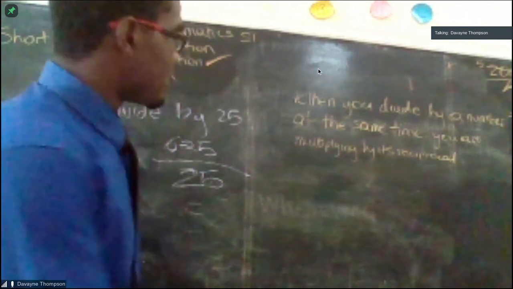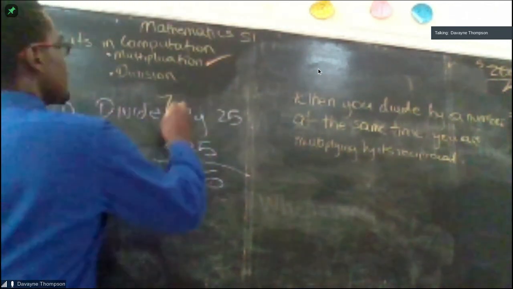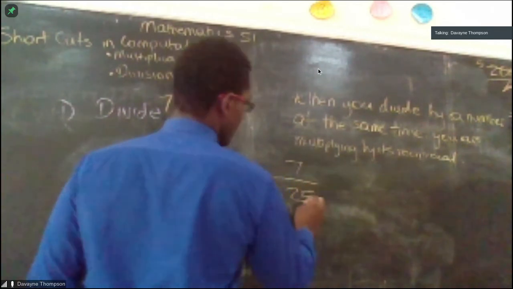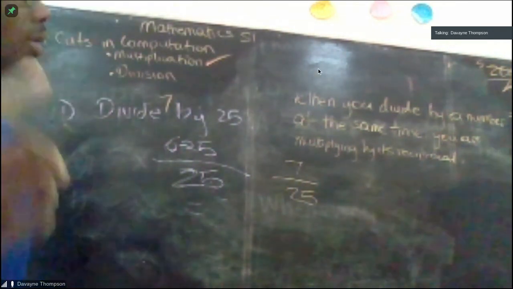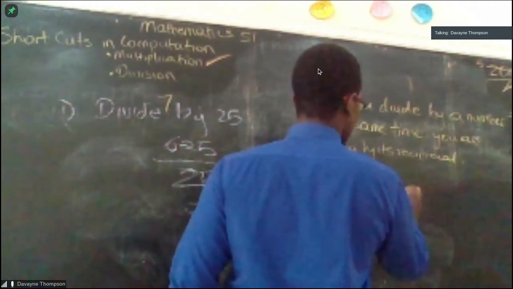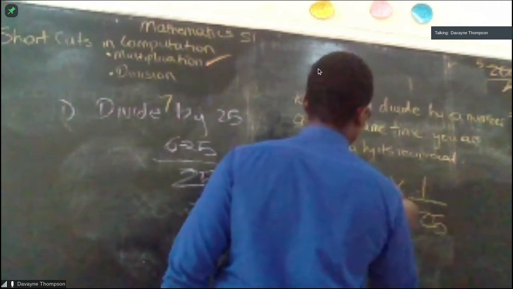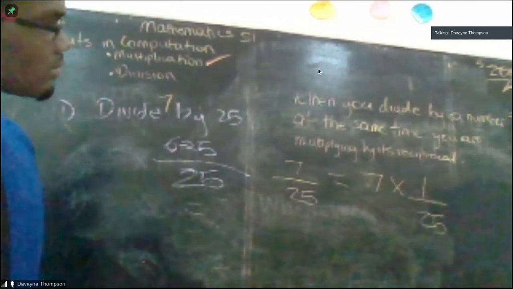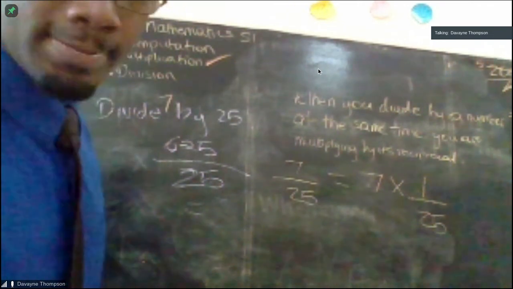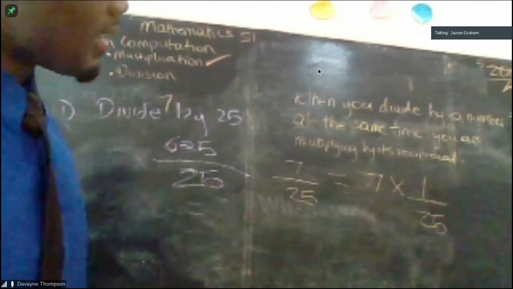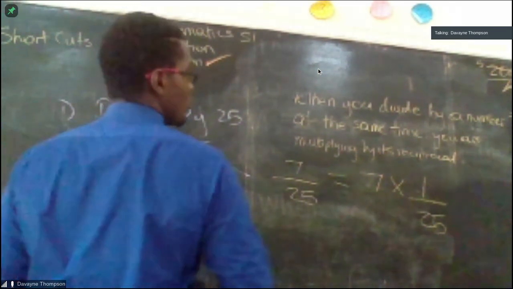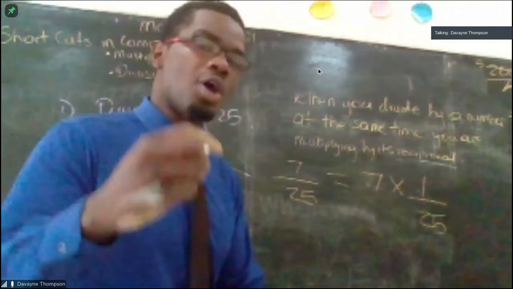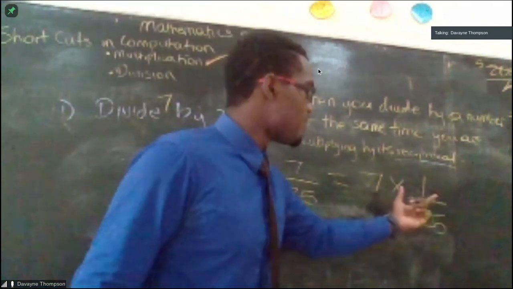Alright, let's prove it. So the instruction is divide 7 by 25. Here we go. 7 divided by 25. Everybody agree? But look at this. Couldn't I say 7 times 1 over 25? Wouldn't that be the same thing? Right. So reciprocal means the reverse or the opposite of a number. So if you have 25, the reverse of 25 would be 1 over 25.